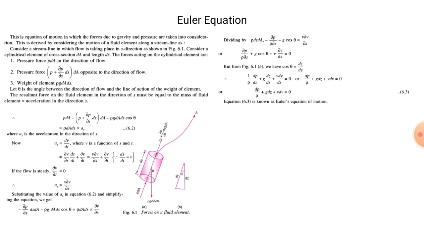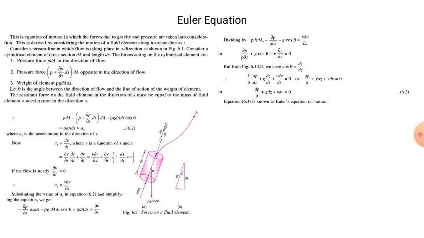Substitute the value of as in equation 6.2 and simplify the equation. We get minus dou p divided by dou s ds into dA minus rho g dA into ds into cos theta is equal to rho dA into ds into v dou v divided by dou s. Dividing by rho ds dA, minus 1 by rho dou p divided by dou s minus g cos theta is equal to v dou v divided by dou s.